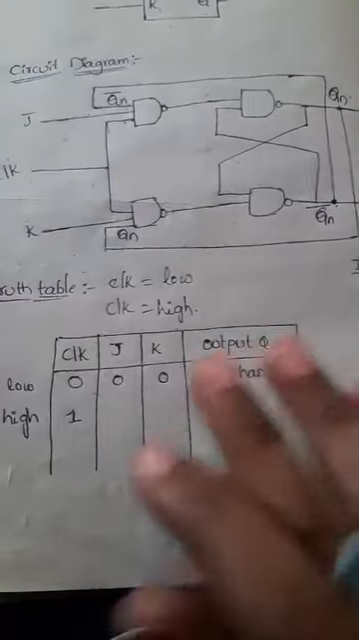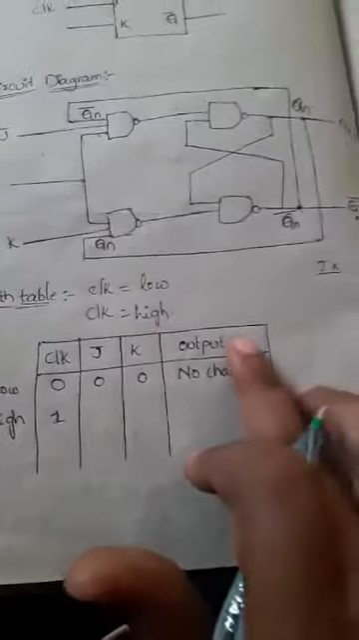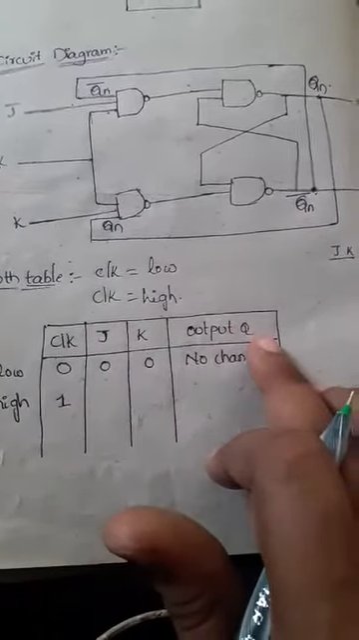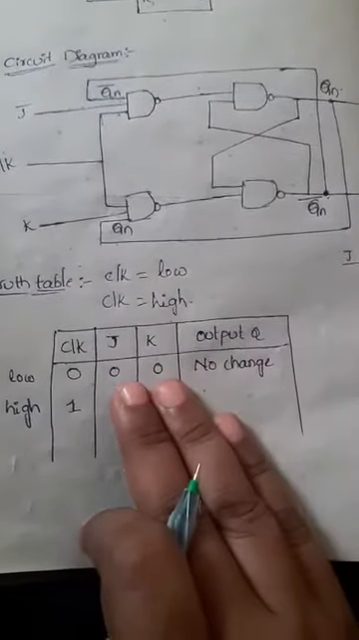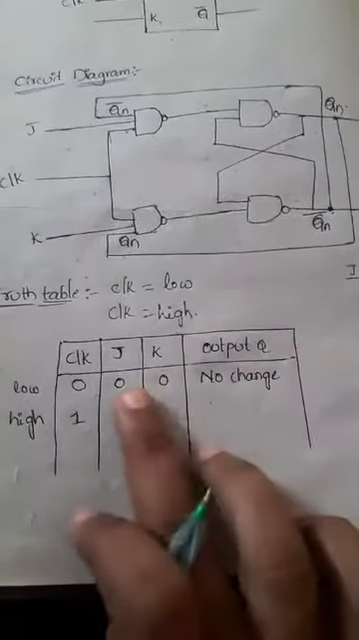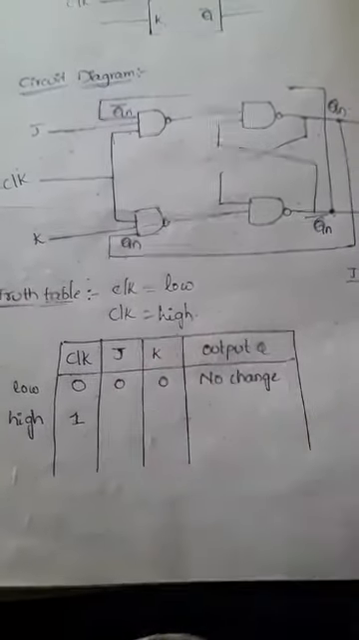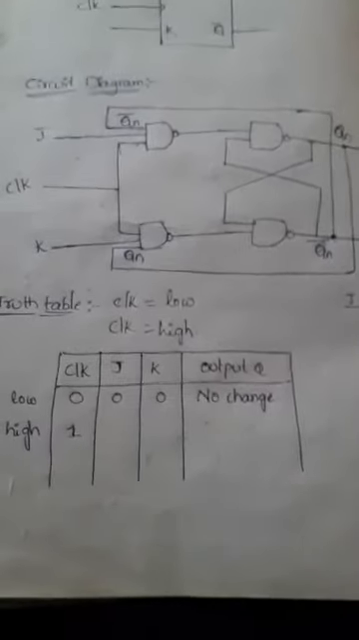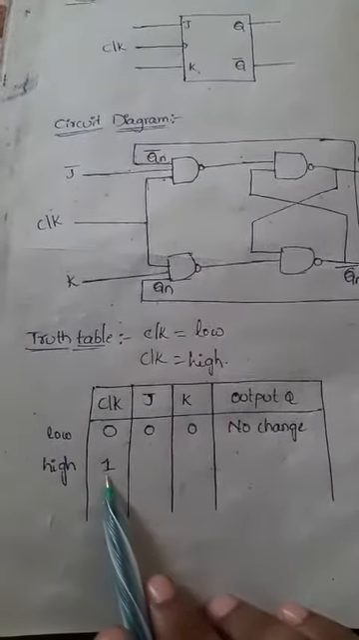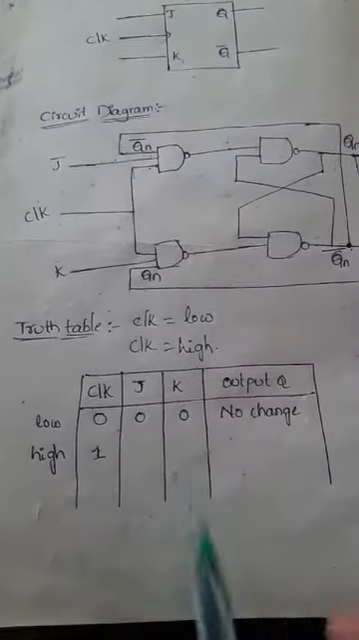So whenever the clock is 0, the output Qn or Qn complement, whichever we are taking here, remains unchanged, that means the same as the previous output stage, irrespective of the values of inputs J and K. Automatically, the input values will be disabled and we get no change in the output.